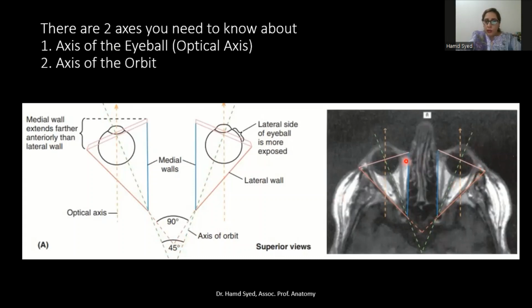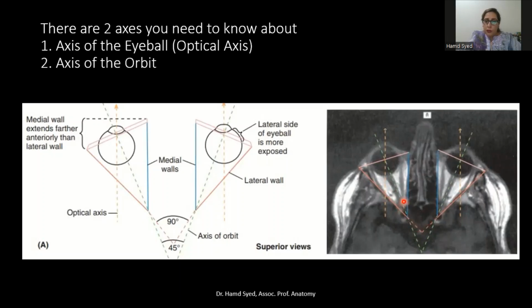Here you can see the quadrangular or pyramid shaped bony orbit from above. The blue lines represent the medial walls of this orbit. Like I told you before, they're parallel to each other. Whereas the red lines represent the lateral walls of the orbit, which I showed you before. If traced posteriorly, they would form a right angle.